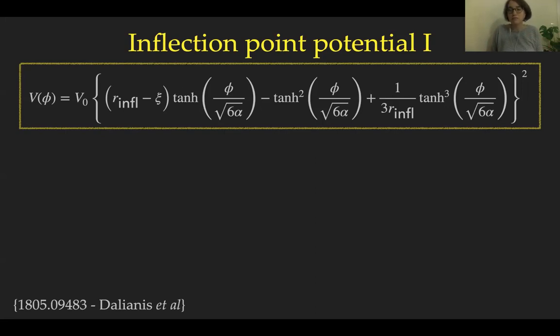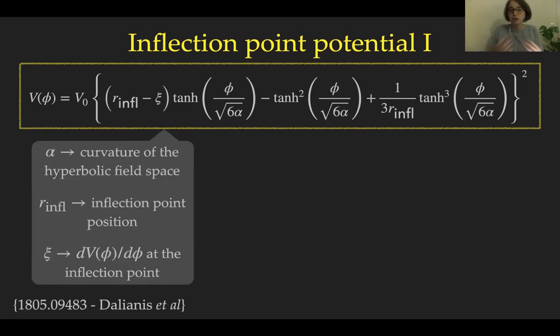So this is a cubic function, the square of a cubic function of the hyperbolic tangent of phi over square root of 6 alpha, and each coefficient has a very clear interpretation. In other words, the potential is parameterized by the curvature of the hyperbolic field space, which is connected with alpha, the position of the inflection point, which is R inflection, and the first derivative of the potential at the inflection point, which is related to the parameter psi.